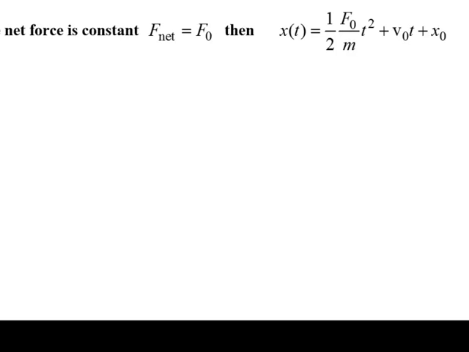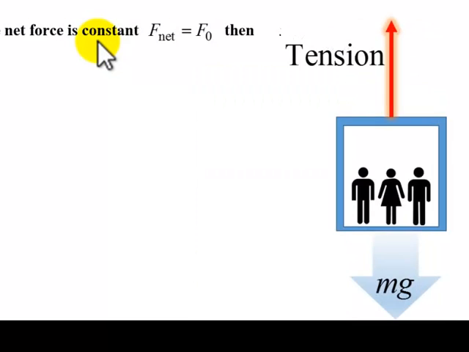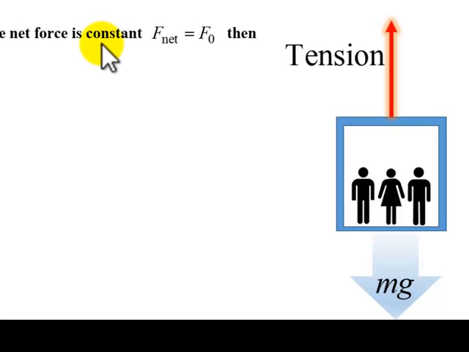We experience the motion of an object under constant forces every day. An apple falls from a tree because of gravity, which on the surface of the earth is relatively constant and is equal to mg. An elevator is lifted up because of the tension in the string, which in many instances is approximately constant.